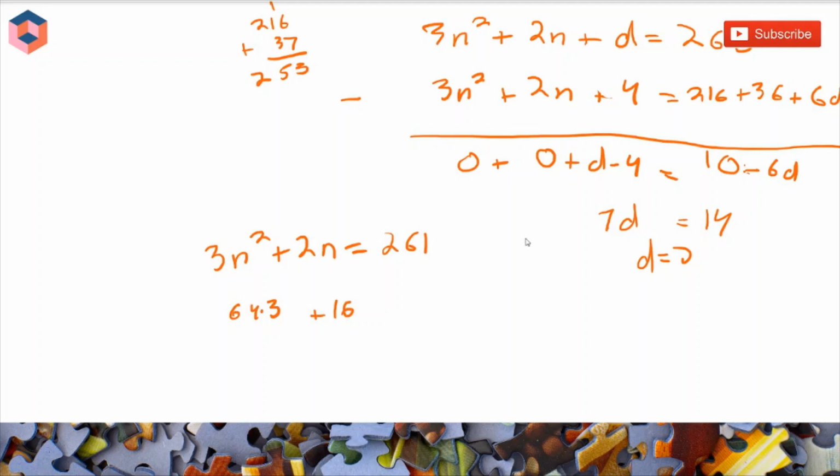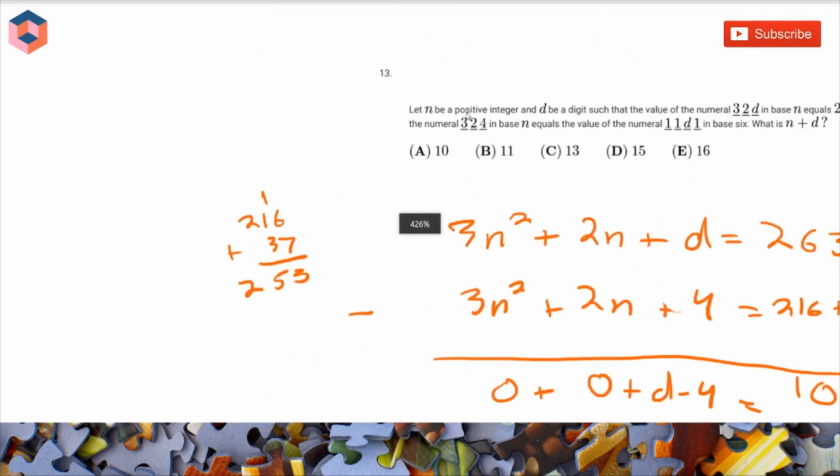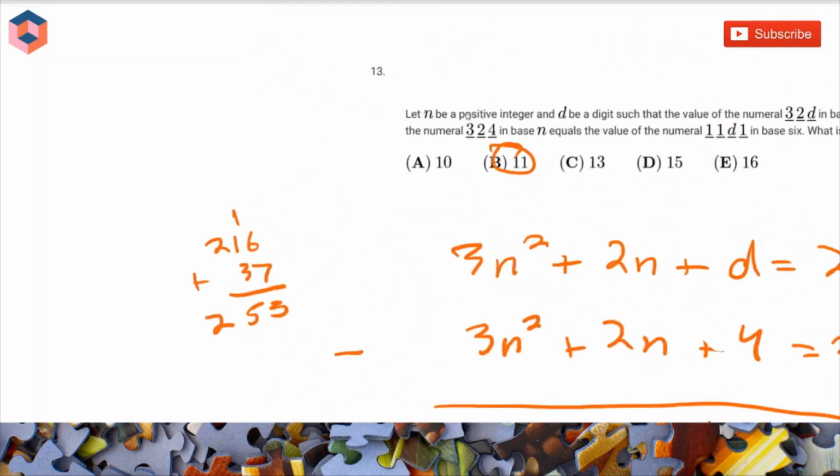That's too small. Let's try 9 as n. So we have 81 times 3, which is 243, plus 18, which gives us 261. So n equals 9, d equals 2. So adding them up, we will get an answer of B.